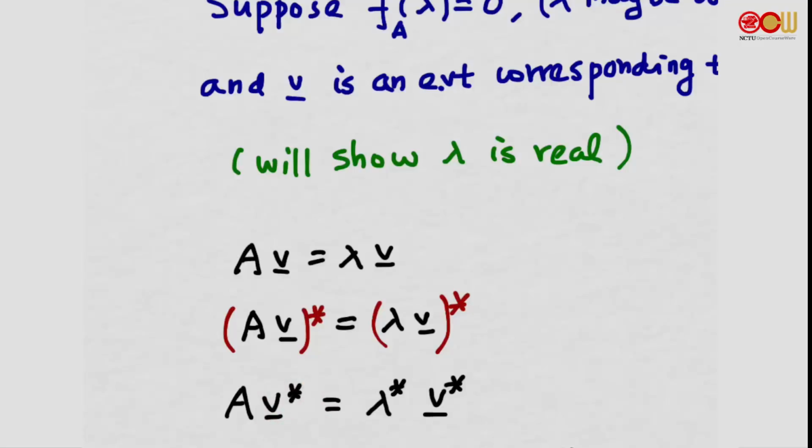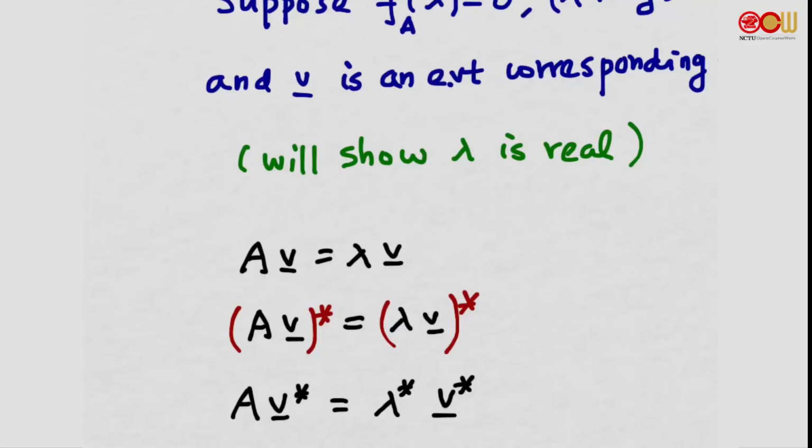Lambda may possibly be complex, so V might also be complex. But A is real, so the conjugate of A is still A. And this is the right-hand side: lambda conjugate and V conjugate. Let's play the little trick that we used in the proof of the previous theorem.